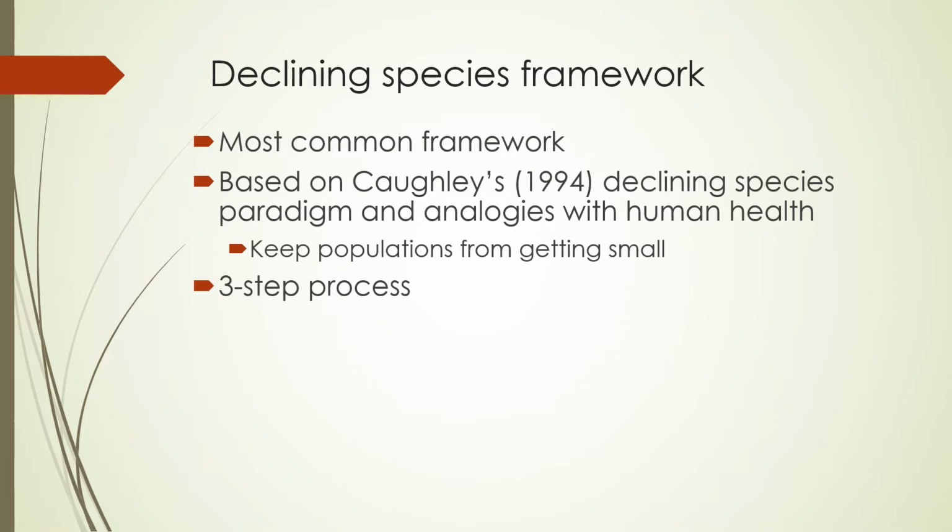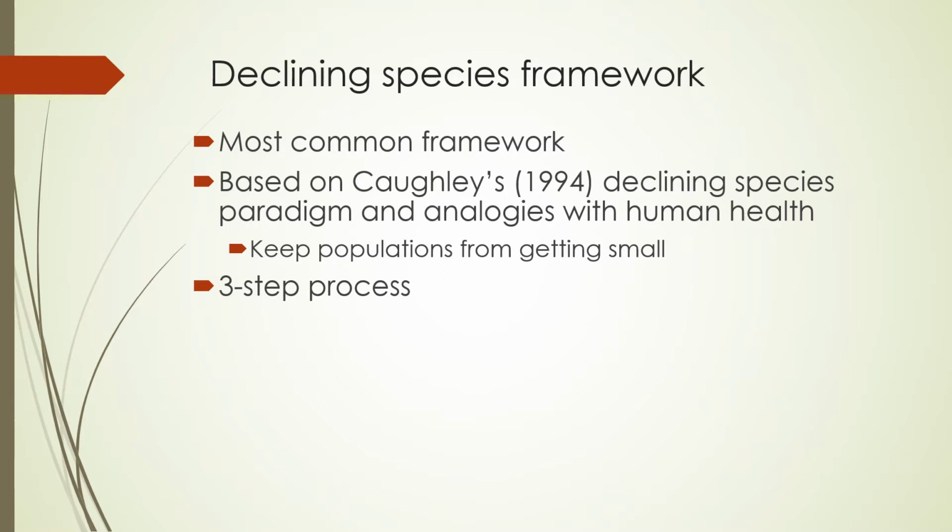The declining species framework is by far the most common type of monitoring. And it was described in Caughley's 1994 paper on declining species. And if you haven't read that paper, it's really worth taking a look at. It's several decades old now, but I still think it's very, very relevant these days. And basically, the idea was to monitor populations, to look at ones that were getting small and do things to try to keep them from blinking out.